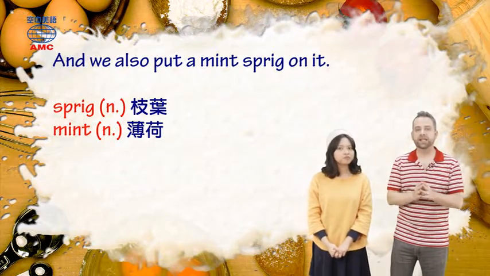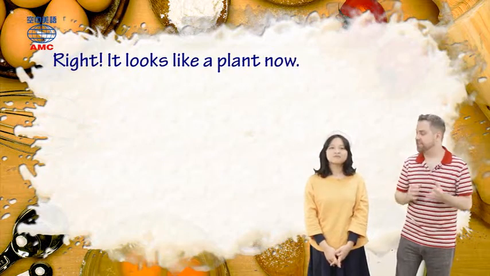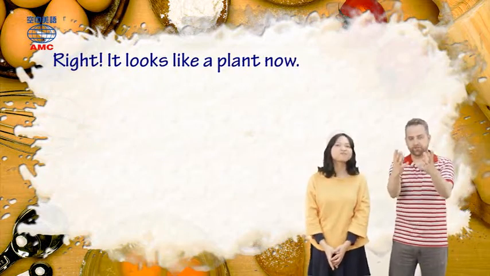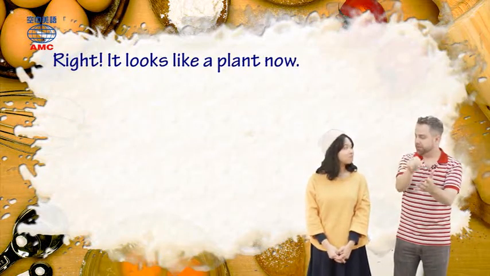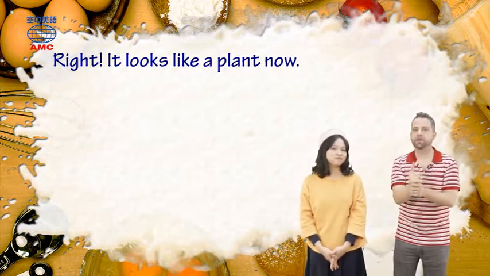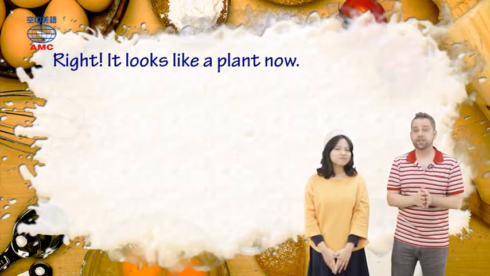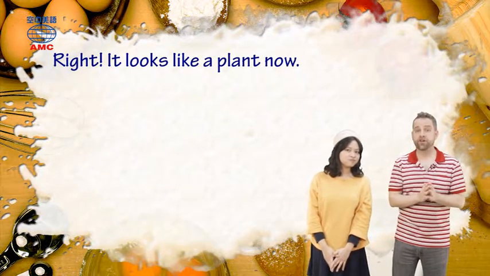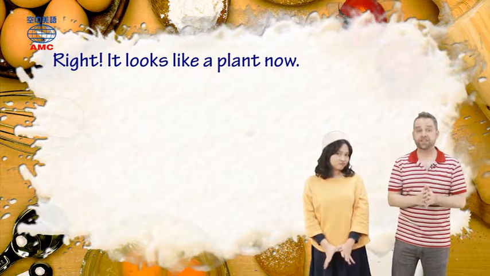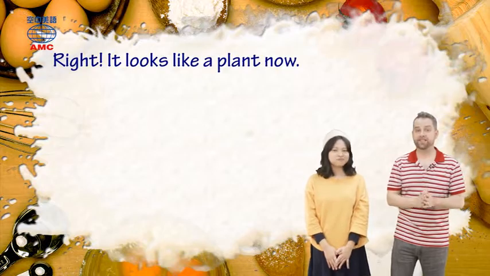And finally, Melissa says, right, it looks like a plant now. Okay, so because you've got the flower pot, you've got the broken cookie pieces that look like just earth or mud, and then you've got the little mint sprig growing out of it like a plant. And Melissa just used our last word power word of the day, the noun plant, P-L-A-N-T. Let's find out what it means.